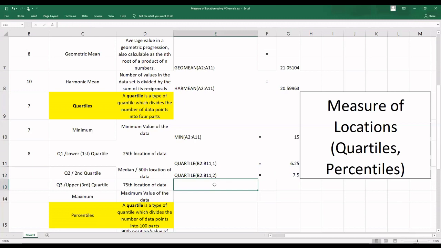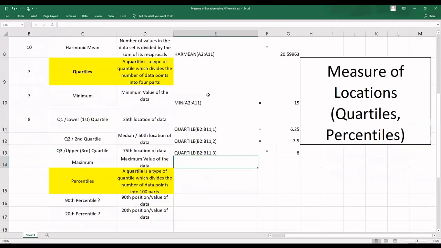The next is the third quartile, the upper quartile. You can say it is the 75th location of the data if you want to find it. So quartile, and the array is B2 colon B11, comma 3 means the third quartile. You are going to get that answer. The answer is this one, 8.